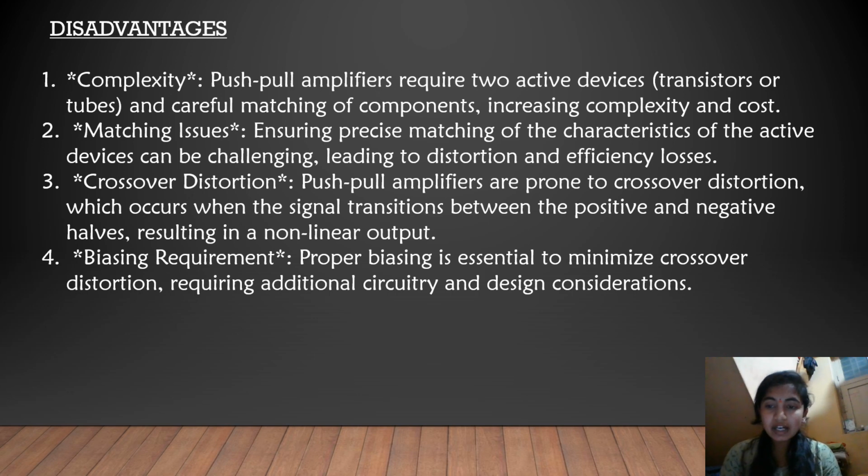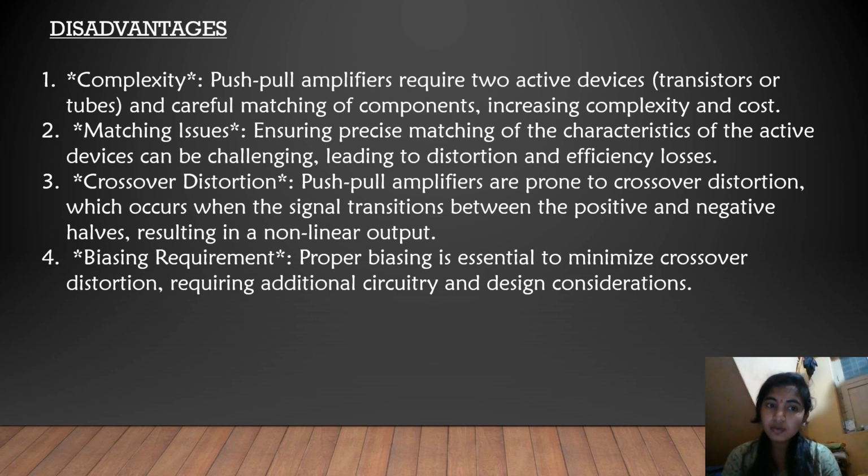Lastly, we come to the disadvantages of the push-pull amplifier. The first is complexity. A push-pull amplifier requires two active devices, transistors or vacuum tubes, one acting on the positive half cycle while the other acts on the negative half cycle, and careful matching of components, increasing complexity and cost. Next is the matching issue: ensuring precise matching of the characteristics of the active devices can be challenging, leading to distortion and efficiency losses.